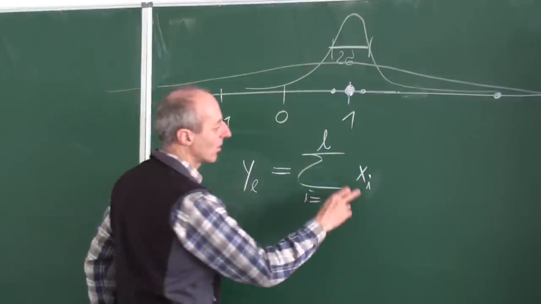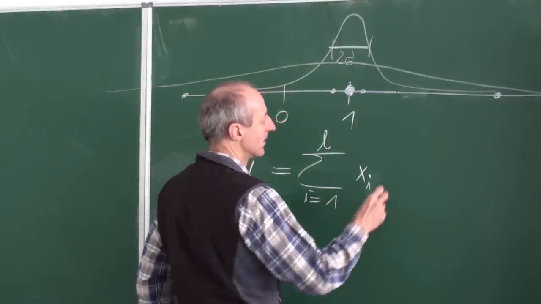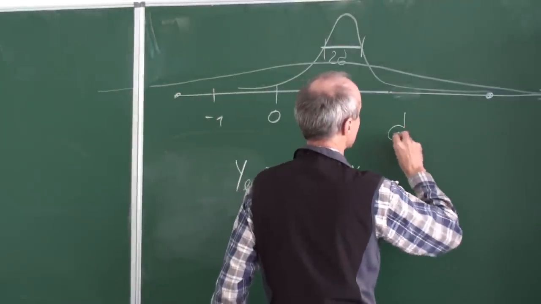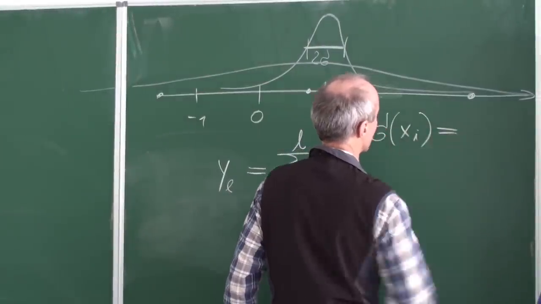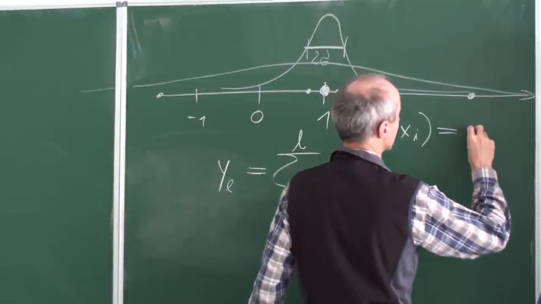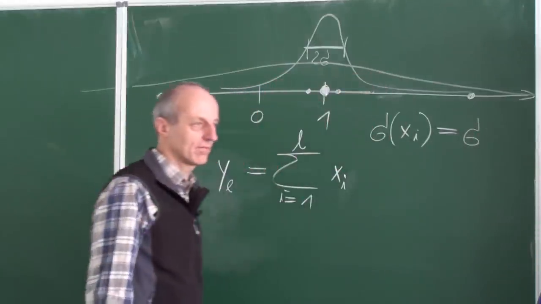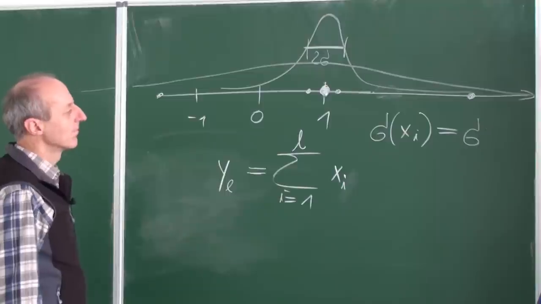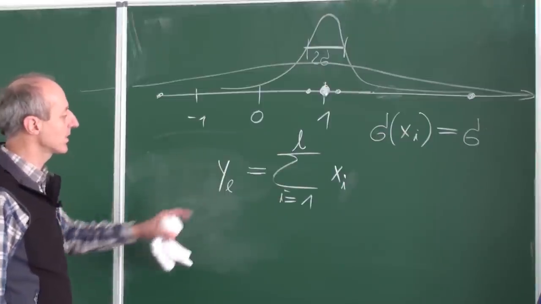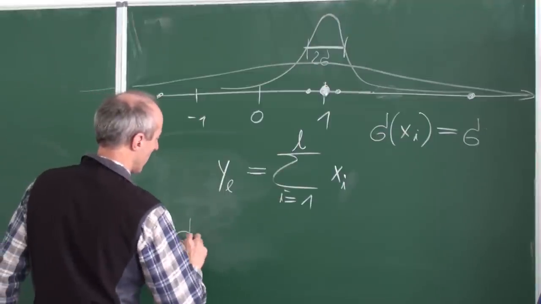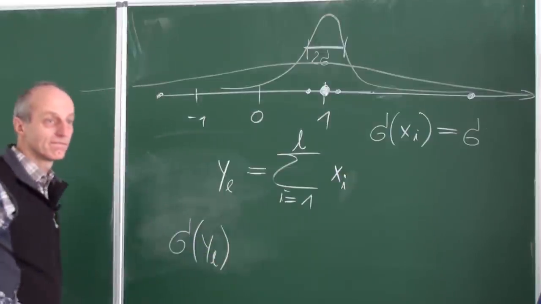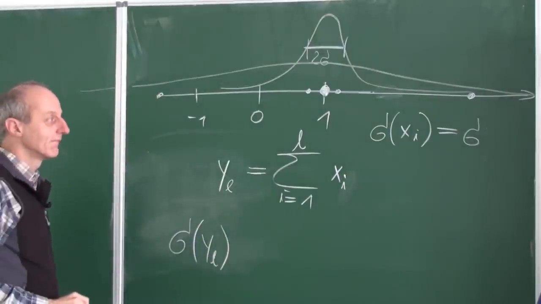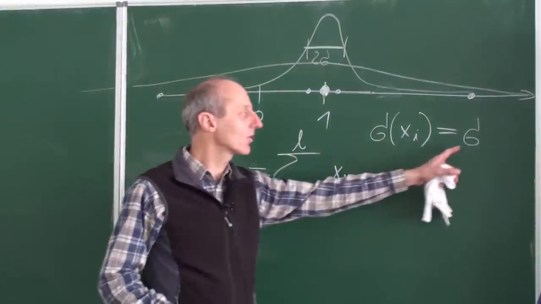And suppose all these variables, sigma of x_i, they all do have the same standard deviation, sigma. Now then, what is our sigma of this new variable y_L? Is it bigger than the original sigma?